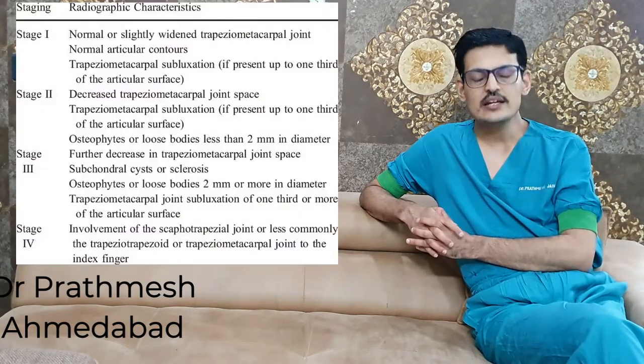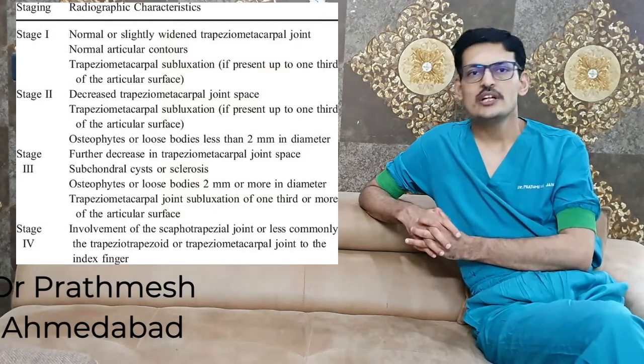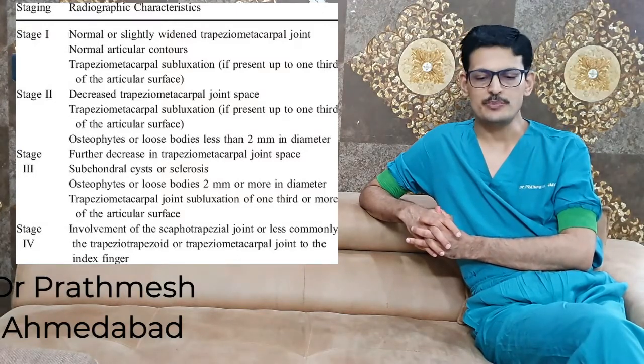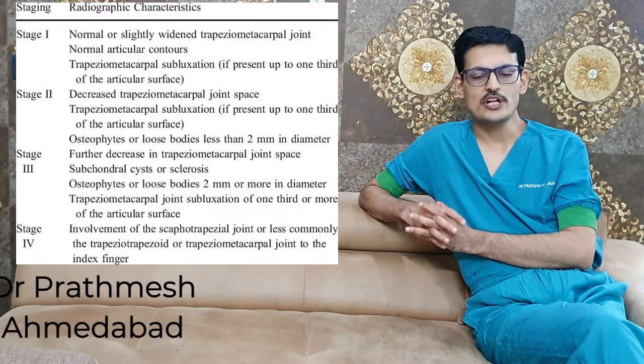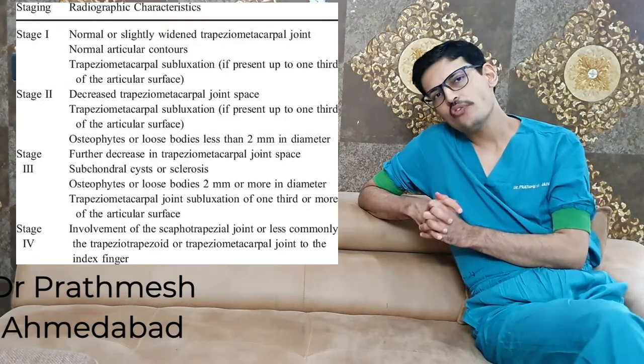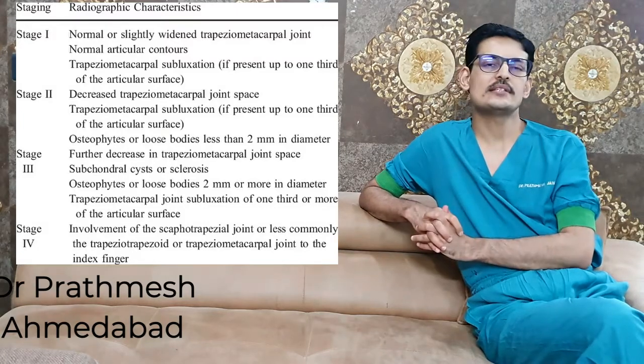Now, there is a classification given by Eaton and Littler, and it is a 4-grade classification. The first grade is the early stage in which there is slight joint space widening. The second stage has joint space narrowing, and there are osteophytes which are less than 2 millimeters in size.